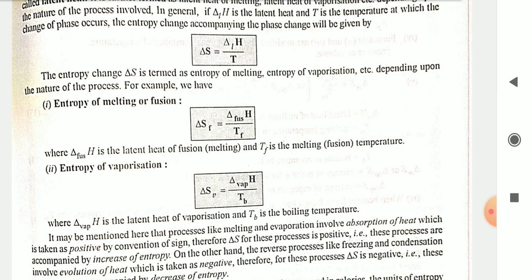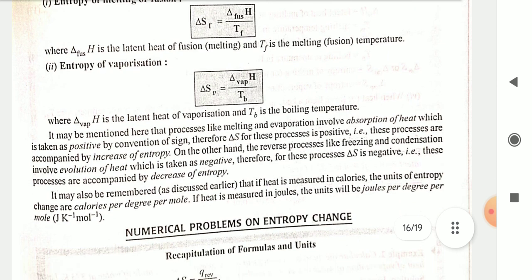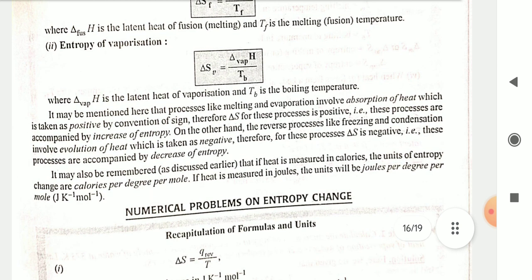It may be mentioned here that processes like melting and evaporation involve the absorption of heat, which is taken as positive by convention of sign. Therefore, delta S for these processes is positive. For example, these processes are accompanied by an increase of entropy. On the other hand, the reverse processes like freezing and condensation involve the evolution of heat, which is taken as negative. Therefore, for these processes, delta S is negative. For example, these processes are accompanied by a decrease of entropy.